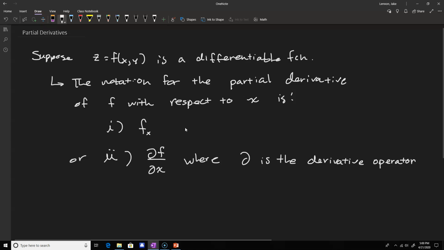is the derivative operator. So analogously, sorry, I spelled that wrong. Analogously, that's still wrong. There needs to be an O in there. Sorry. Analogously, fy is the partial with respect to y.